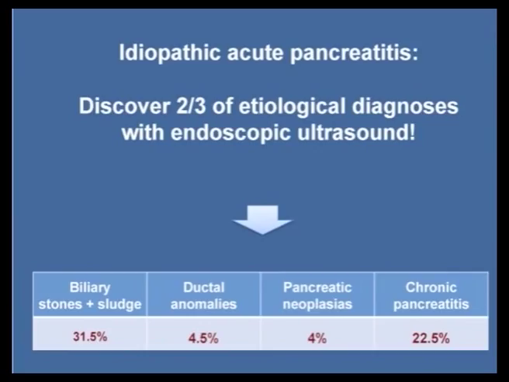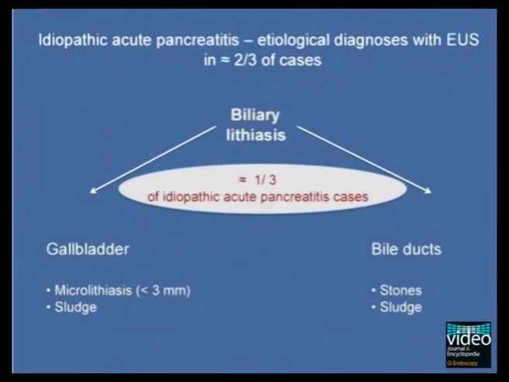In approximately 2/3 of patients with acute idiopathic pancreatitis, EUS will detect biliary stones or sludge, abnormalities of the pancreaticobiliary ductal system, pancreatic neoplasias, and early forms of chronic pancreatitis. One-third of cases of idiopathic acute pancreatitis turn out to be caused either by microlithiasis or sludge of the gallbladder, or by stones or sludge of the bile ducts.